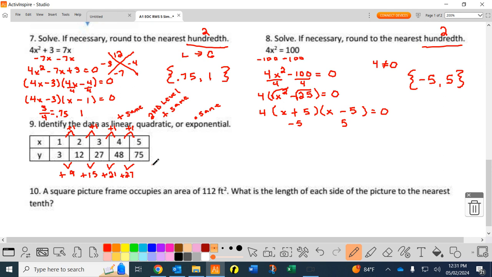How much would you have to do for each one of these? Well, from 9 to 15, you would have to add 6. From 15 to 21, you would have to add 6. And from 21 to 27, you would have to add 6. So it is adding the same number every time on the second level, which is going to make it quadratic.